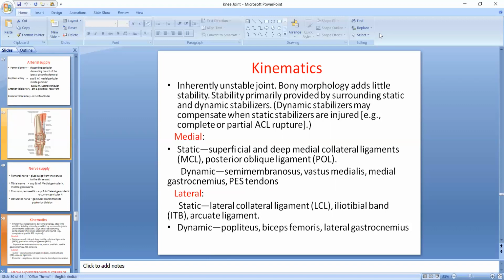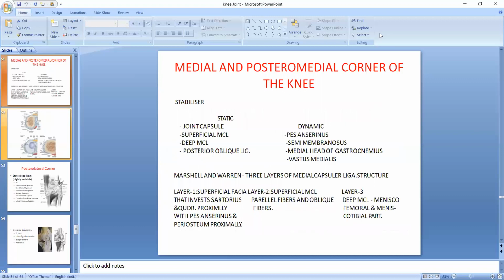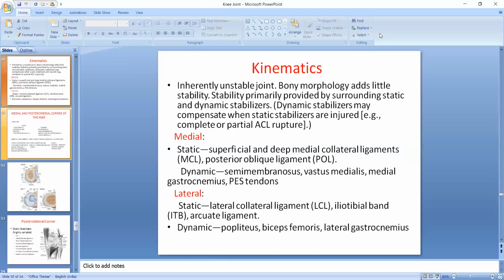Dynamic: semimembranosus, vastus medialis, medial gastrocnemius and pes anserinus tendons. Lateral static: lateral collateral ligament, iliotibial band and arcuate ligament. And dynamic: popliteus, biceps femoris and lateral gastrocnemius. These are some tendons, ligaments and muscles that are involved in movement of the knee joint, and some contribute to the stability of the knee joint.